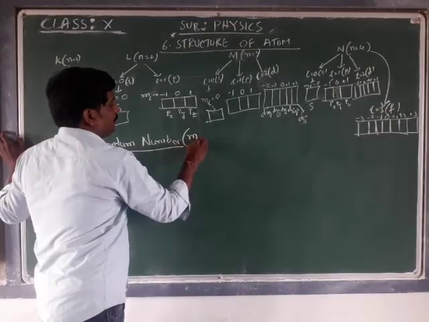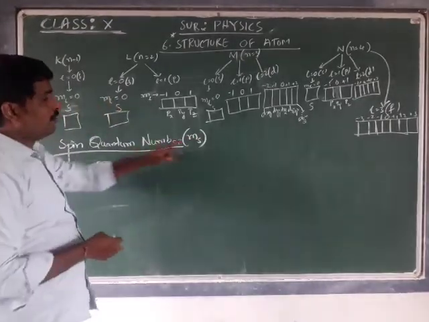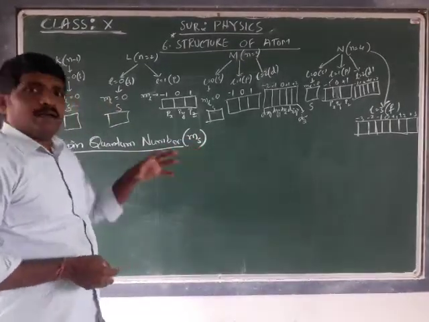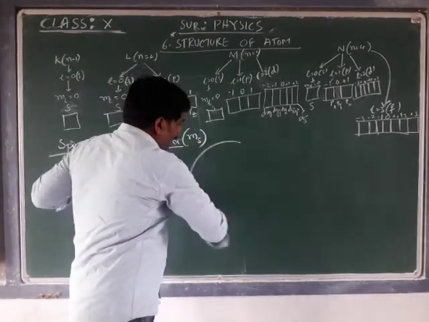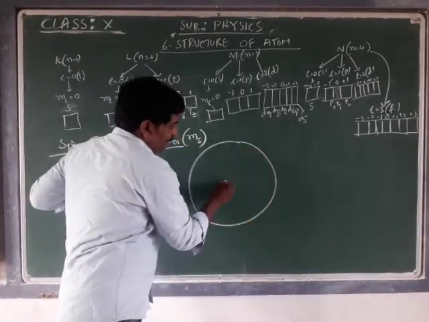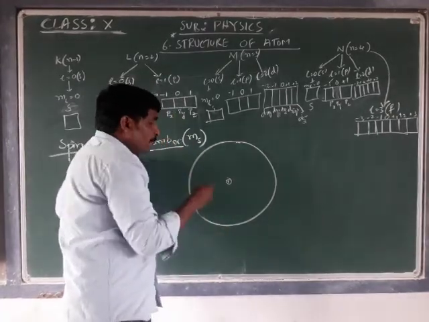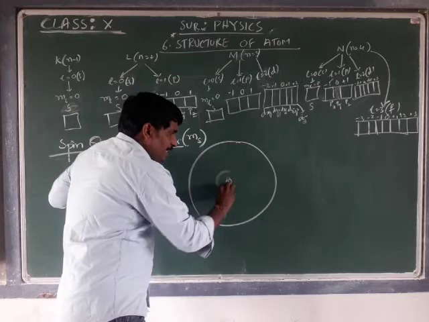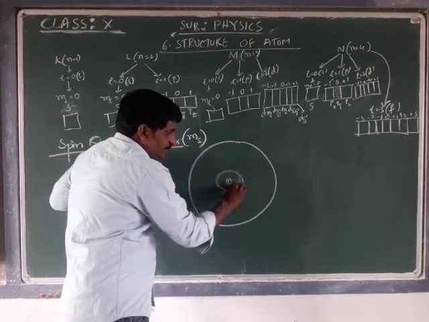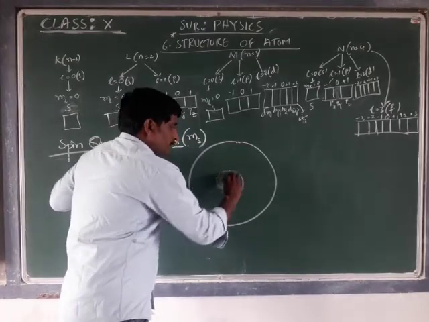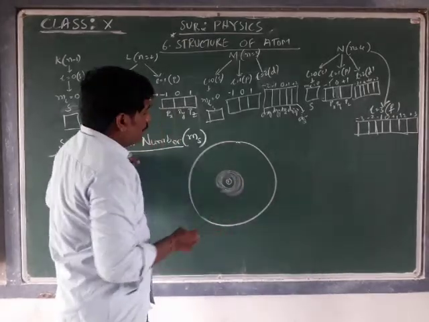That is ms, capital M subscript s. Already we have discovered that the atom is in the shape of a sphere, and the positive charge is located at the center. I am going to take one example, this region as the K shell, to show you and help you understand what the spin quantum number is.